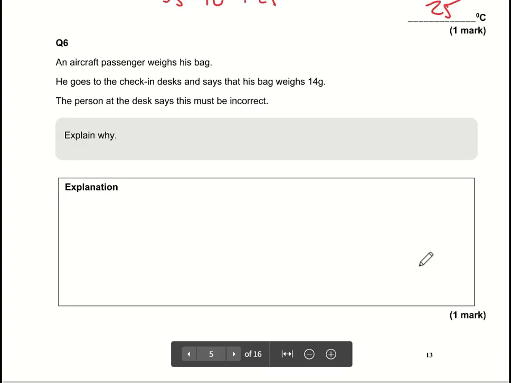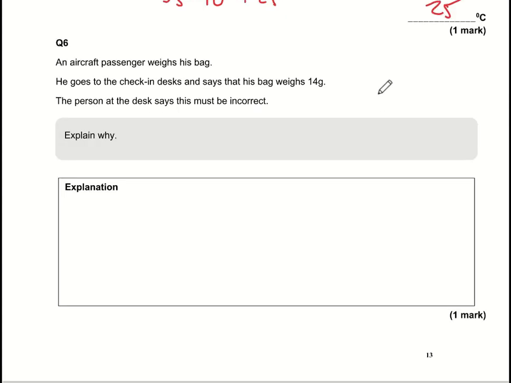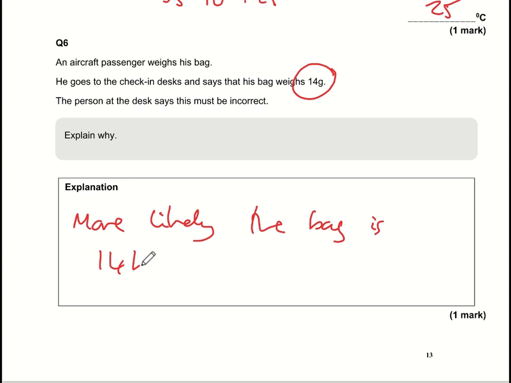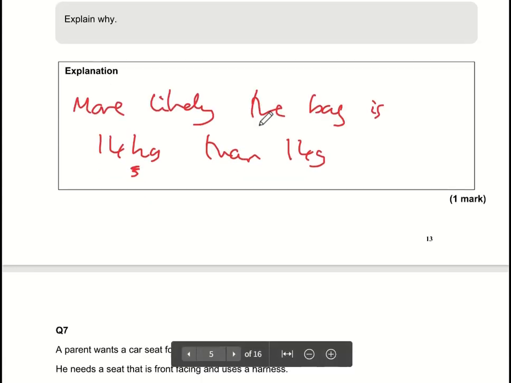Question 6, it took me a while to work out what was going on here. An aircraft passenger weighs his bag. He goes to the check-in desk and says that his bag weighs, and I misread this, it says 14 grams, and that is the problem. If his bag's 14 grams, well, it's just completely impossible. It's 14 kilos, so I'd say more likely the bag is 14 kilograms than 14 grams. 14 grams is a preposterous weight for anything other than a small bag of yeast, for example. So 14 grams is almost nothing.